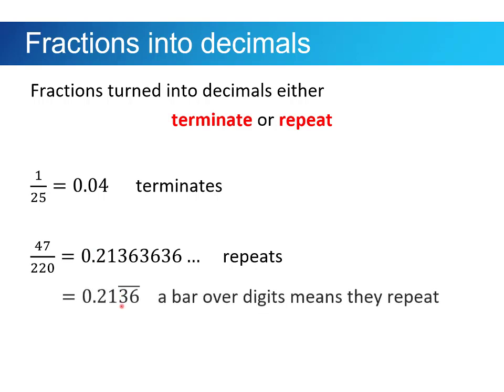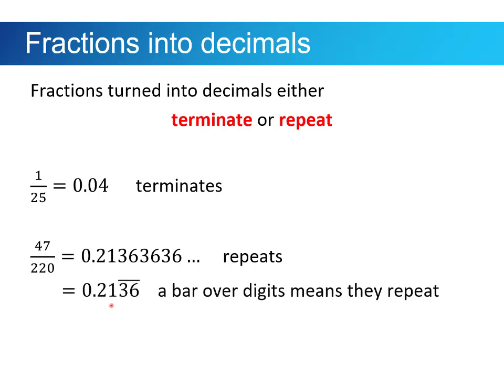Now, sometimes you might see this written as 0.21, and then there's a bar over the 36. The bar over the digits means that they repeat. If you don't use the bar, then it's sort of tradition to at least write out the repeating part 3 times so that the reader has a sense of what gets repeated.